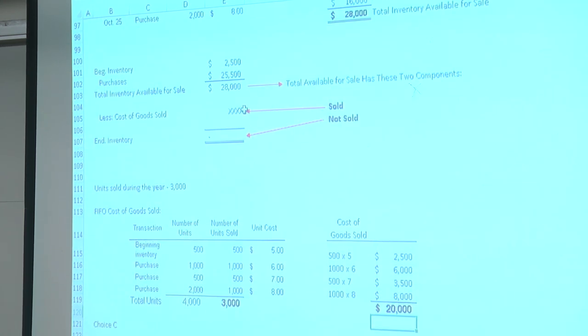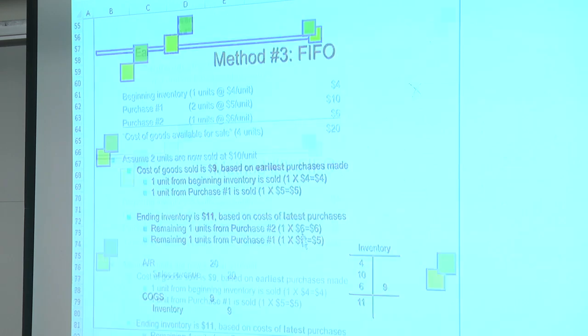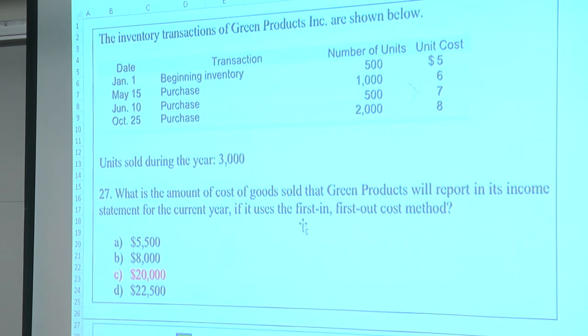So in this case, because we sold 20,000, you know that our ending inventory left under the FIFO method would be 8,000. We'll see how that changes given the different methods in the next few questions. But cost of goods sold being 20,000, the answer is choice C. Any questions about that? That was long, but we're going to see a similar iteration in the next question using a different method.